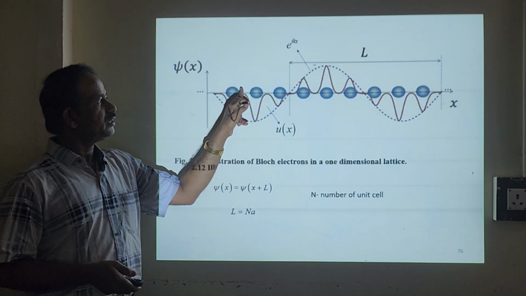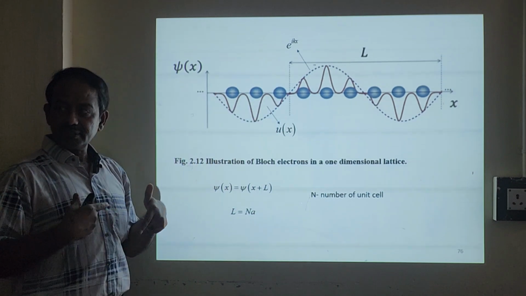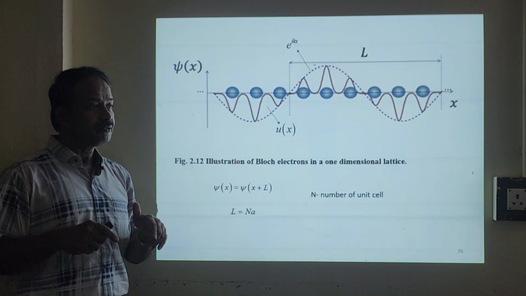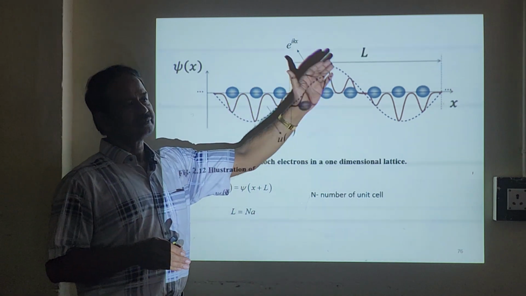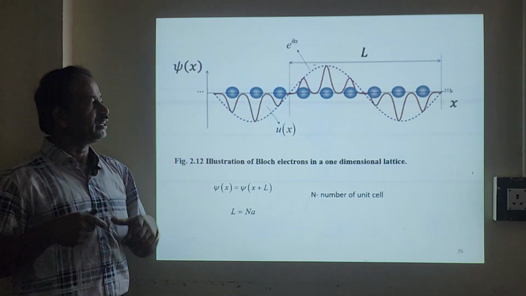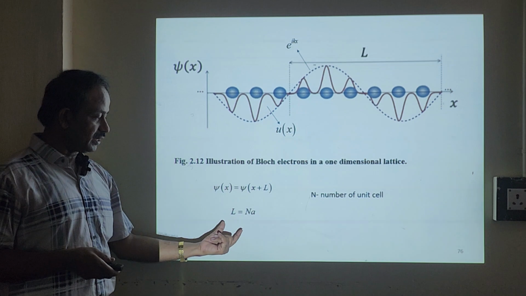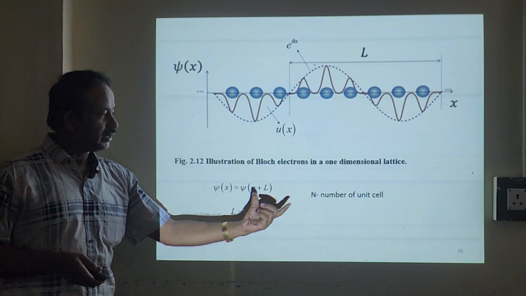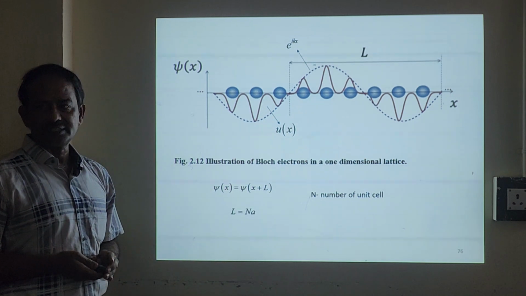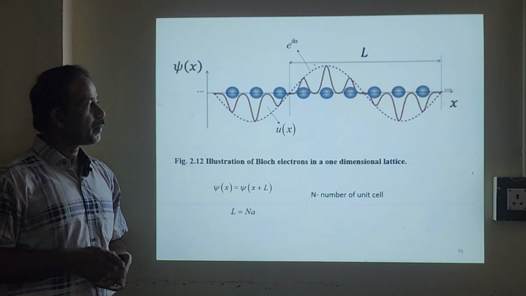You see every atom is arranged periodically. The movement of electrons which are associated with the wave packets is like this. A complete wave is nothing but the result that will be your L, and your psi of x will be psi of x plus L, and of course L equals Na, where N is the number of unit cells. There are lattice points, so there must be unit cells.